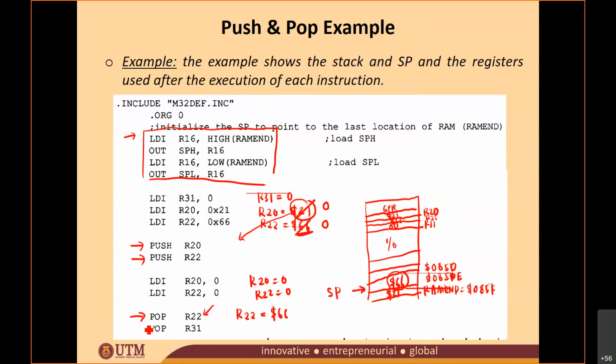Okay, then I pop again R31. Because this one here has already been retrieved, the next data that I'm going to retrieve from the stack is 21. So I take this 21 and put it to R31. So R31 will have 21, and the stack pointer is incremented by 1. So the stack pointer now points to address 085.